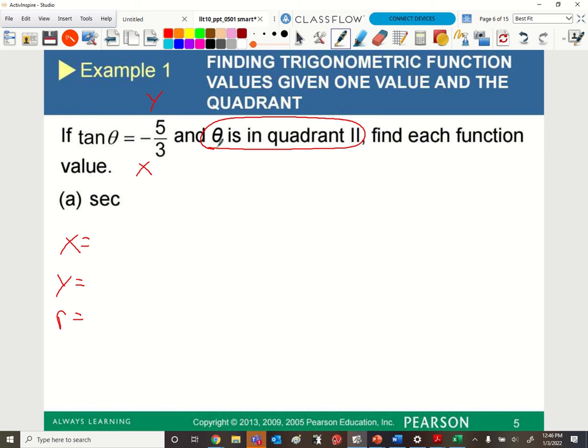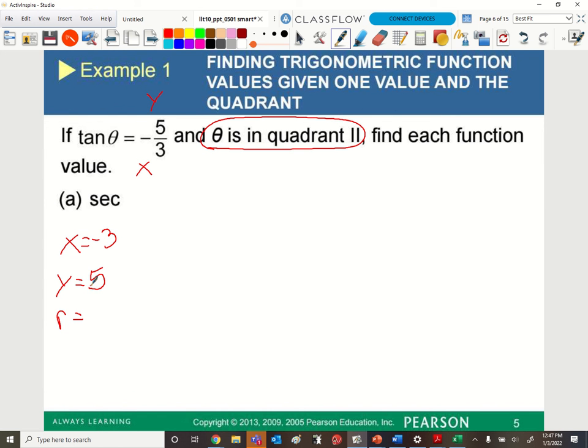What do we know about quadrant 2? X is negative in quadrant 2, isn't it? So x is negative in quadrant 2, and we know that y is positive in quadrant 2, right? Yeah. That's where we're using this to figure out. So one of these has to be negative, so that means that my x has to be negative. Yep, so I'm going to have my x value is negative 3. My y value is positive 5.